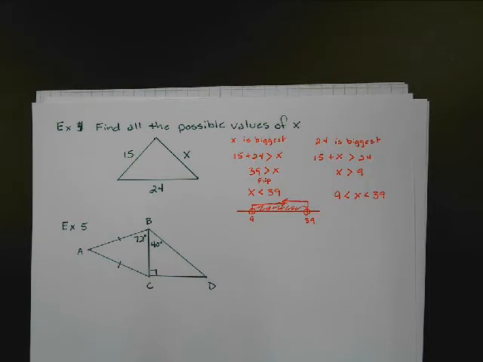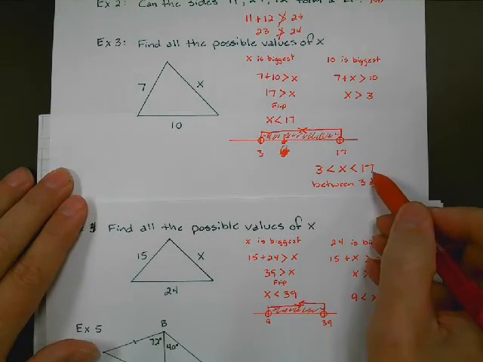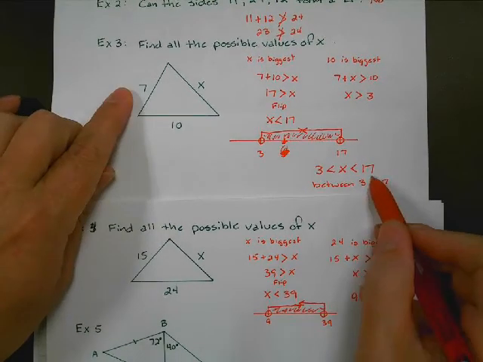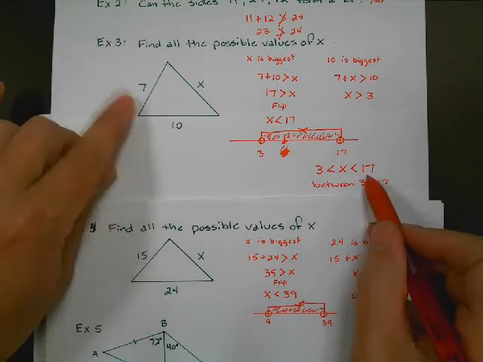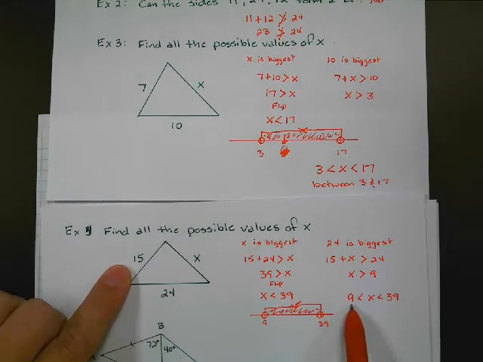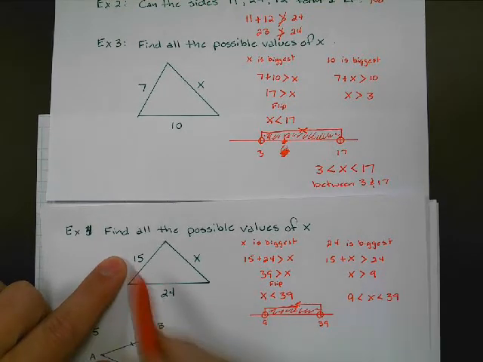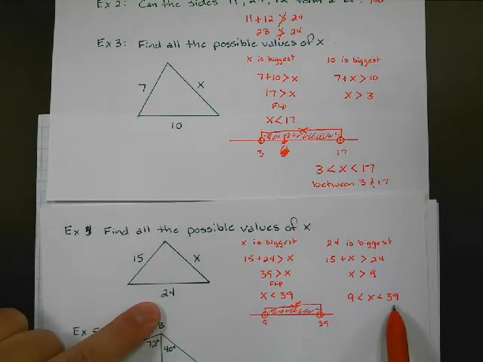Now, some of you are like, oh, that's hard. That's a lot of work. There's a shortcut. Let's look at our numbers. 3 and 17. Where did those numbers come from? 10 minus 7 is 3. 10 plus 7 is 17. Oh, it has to be between these two subtracted and these two added together. Look at this one. 24 minus 15 is 9. 24 plus 15 is 39. So it always has to be between these two numbers subtracted from each other and these two numbers added to each other. That's what you know has to be the value of x.